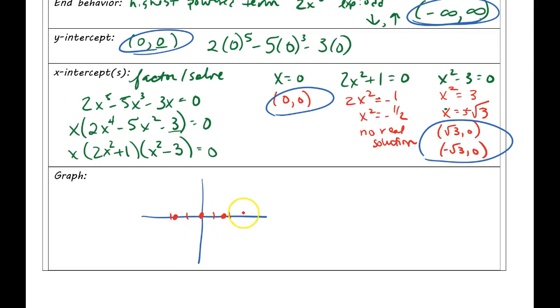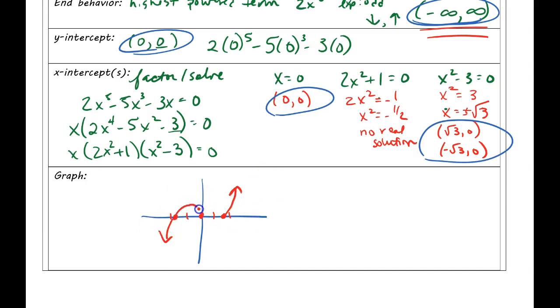Alright, so I've got these 3 points, and I need to snake them together. So I've got to decide, do they kind of go together like this, or maybe it's the other way around. And the way you decide that is from your end behavior. So I know it's supposed to go down on the left. So what I usually do is go to the far left point and draw my down arrow. And then I go to the far right point, and since that says positive infinity, I'm going to draw my up arrow. Then I connect the dots in between.